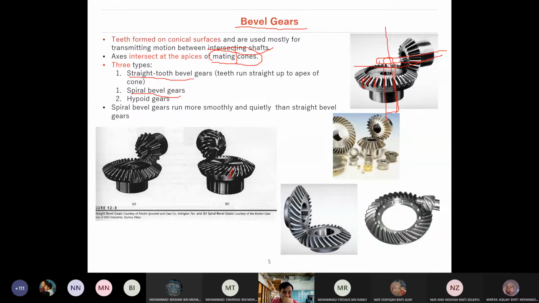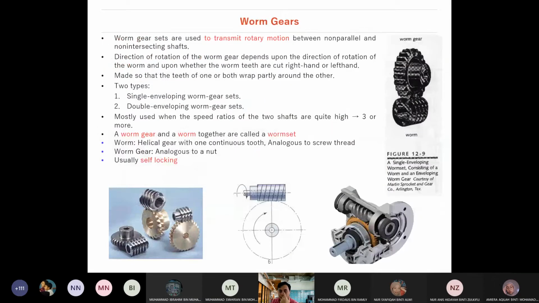So spiral gears run more smoothly and quietly, because the contact point is smaller compared with the normal one. Okay, that covers bevel gears, and let's go on to the worm gears.